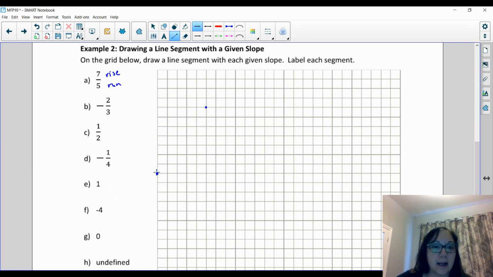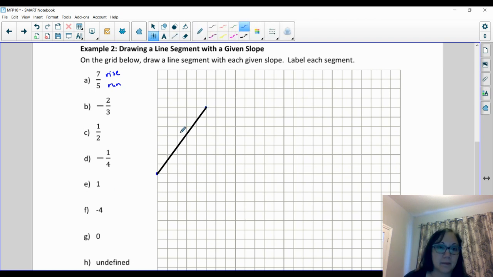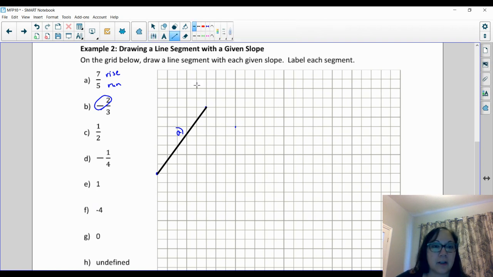I'm going to go ahead and draw that line segment. And I'm going to label that A. Now I'm just going to make it like a connect the dots. Just why not? So now I'm going to go for my next one. We'll have -2 over 3. So I consider the negative to be part of my numerator here. So I'm going to go down 2, but over 3. So there's my next point. And I'm going to go ahead and draw that line segment, and that is segment B.